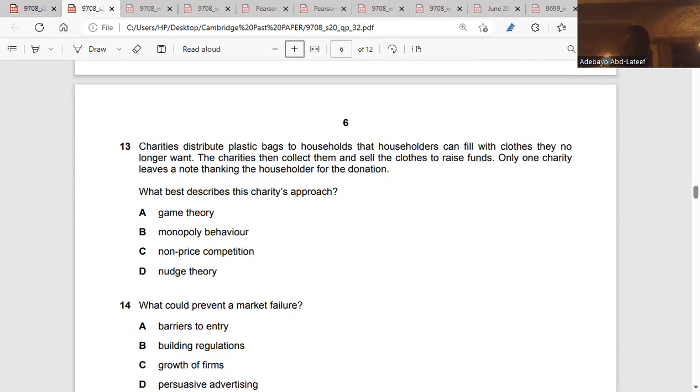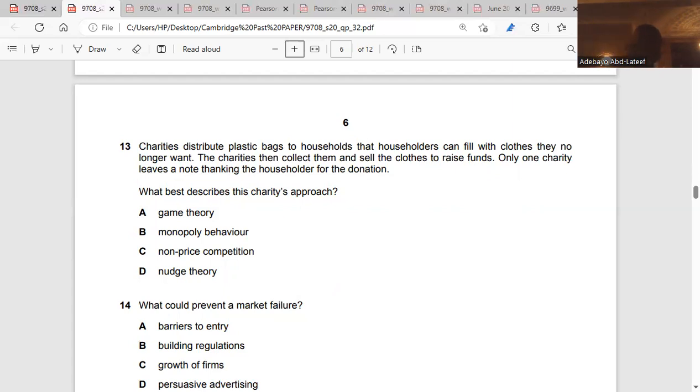They said charities distribute plastic bags to households for whatever they don't wear anymore, and they put them in. So this is done by the household. The charities don't expect you to say thank you to them anyway. Do you understand? But they said one of the charities makes a note and says thank you. So what does this imply?